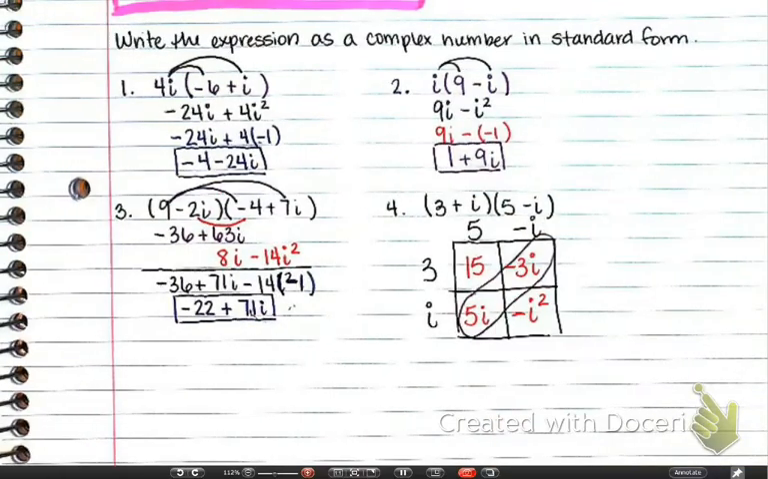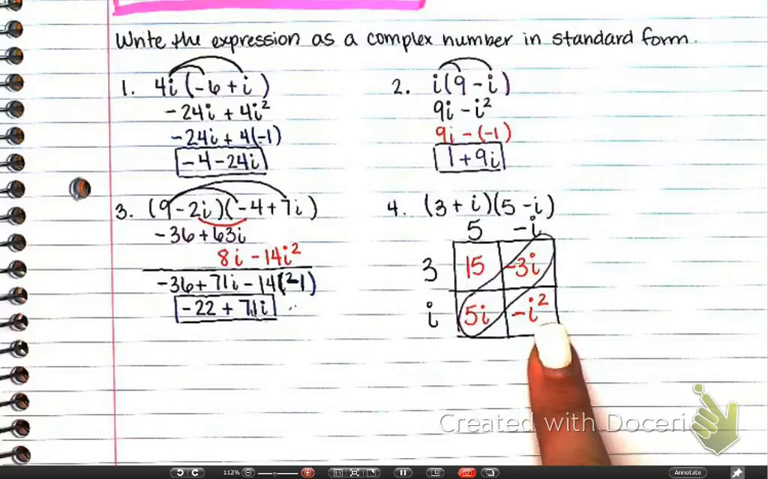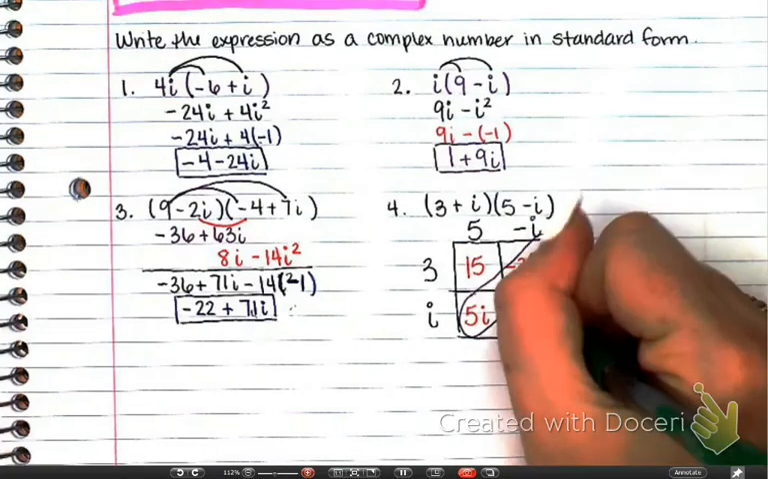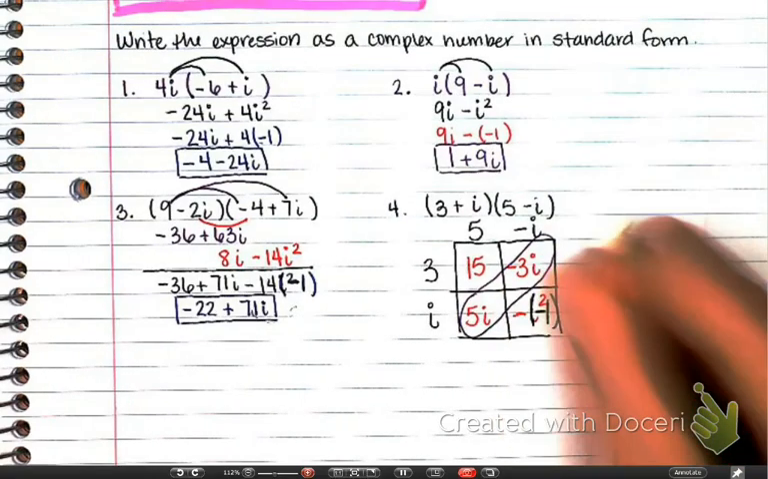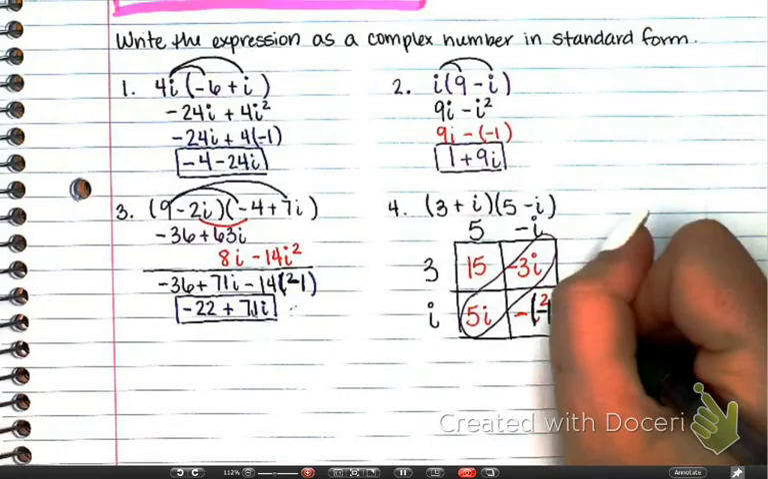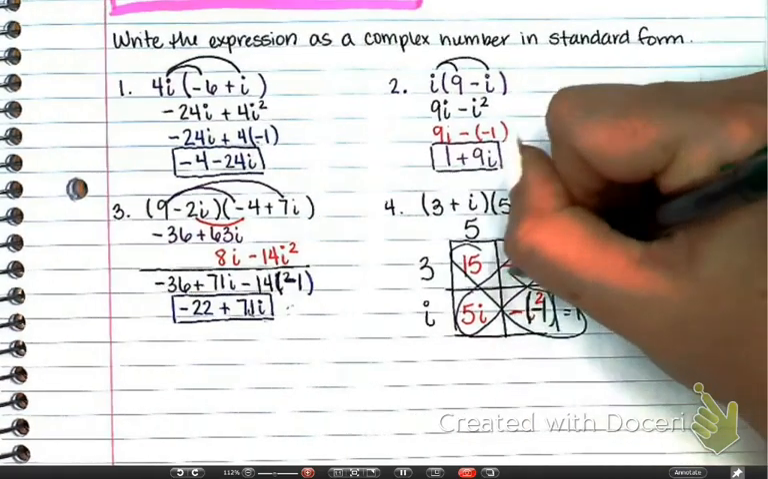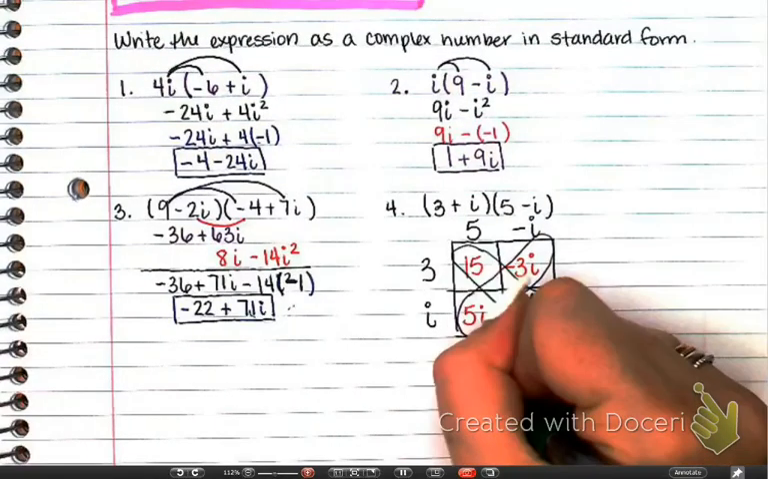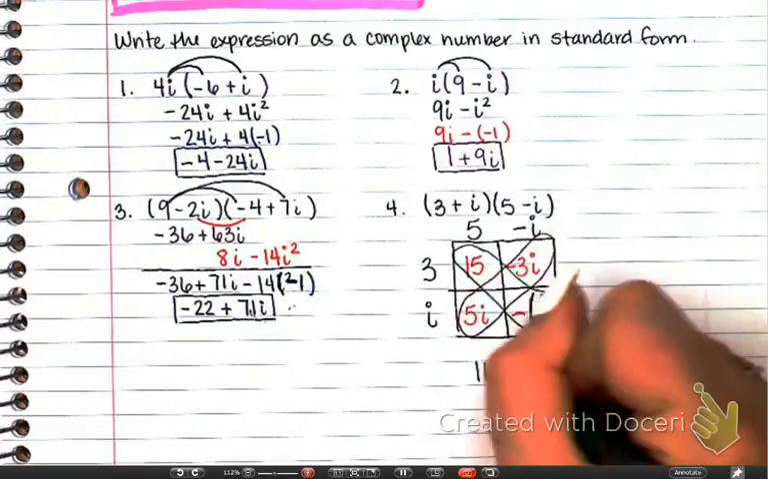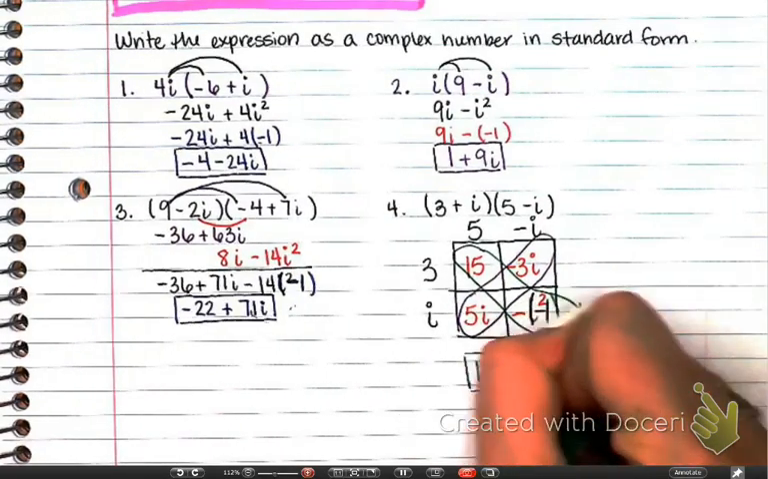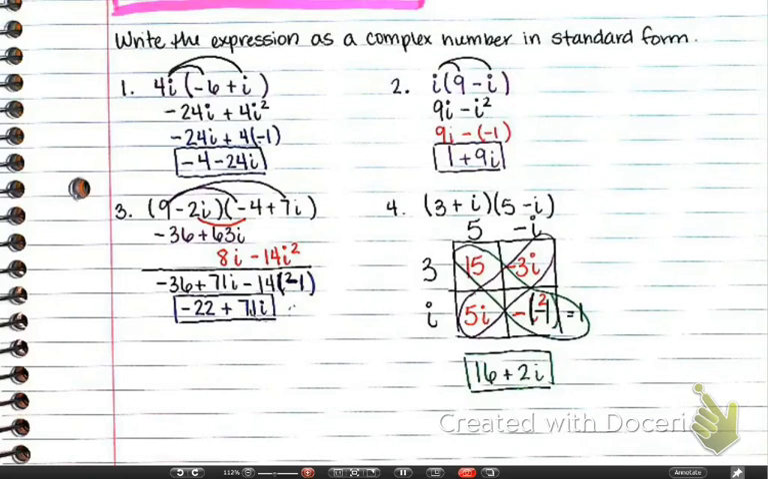And before I take everything out, I know I have to replace i squared with negative 1. So I'm going to replace it there with a negative 1, which really gives me a positive 1 right here. Are these now like terms? Yes. 15 plus 1 is 16. 5 minus 3, 2i. You don't have to use the box. You can distribute. The big thing is remembering to replace i squared with negative 1.